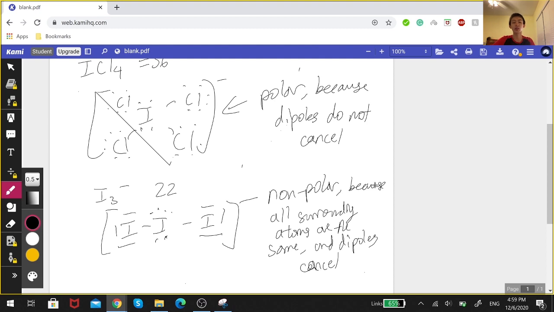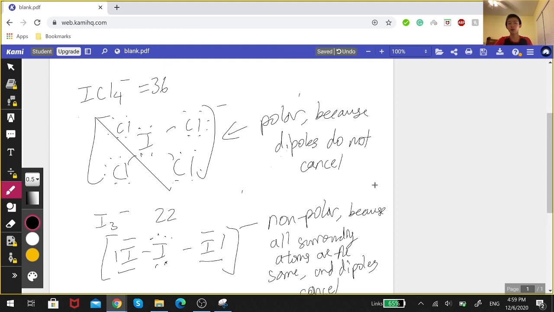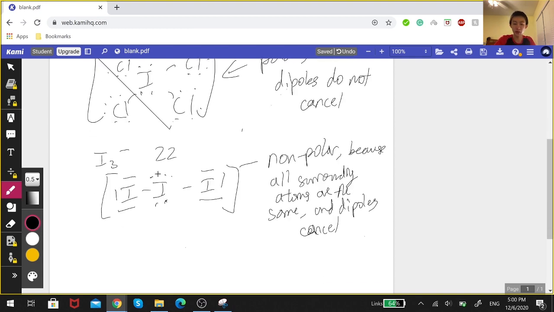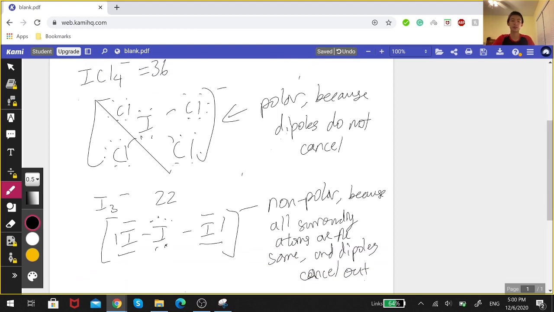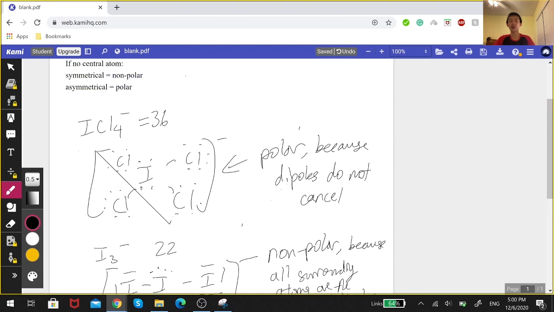This is something to take notice of. When you see one lone pair or two lone pairs, you know that it's polar. That's straightforward. There might be some exceptions, but I haven't learned that yet. So for now, just know that most of the time one lone pair and two lone pairs are polar. And if you have 3 lone pairs, all the dipoles cancel each other out. Your explanation will be: it's nonpolar because all surrounding atoms are the same and dipoles cancel each other out. If the surrounding atoms are not the same, then it's obviously polar with no doubt. So these are the rules that you need to know and be careful of when figuring out if a compound is polar or nonpolar.